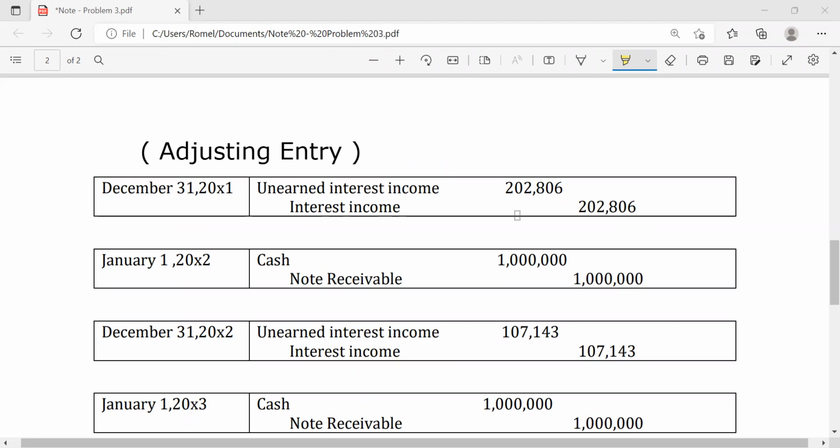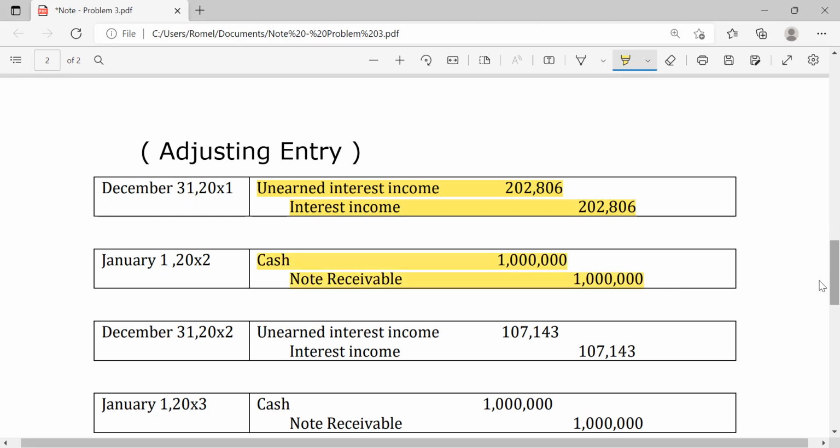So what will be our adjusting entry? Debit, unearned interest income, 202,806. Credit interest income, 202,806. Kasi na-earn na natin yung interest since time passed by already. So magre-recognize tayo ng interest income. And then, on January 1, 20X2, matatanggap na natin ang second installment ng note. So, matatanggap na natin ang 1 million pesos na second installment on January 1, 20X2. Therefore, our journal entry is debit cash 1 million pesos, credit note receivable 1 million pesos.